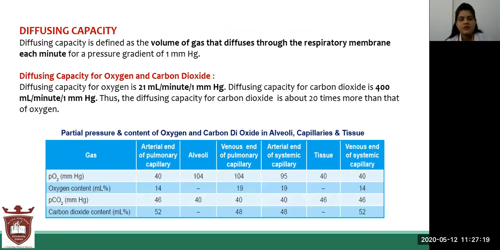Diffusion capacity. Diffusion capacity means the volume of gas that diffuses through the respiratory membrane in 1 minute. 1 minute में कितनी gas diffuse हो जाती है respiratory membrane से for a pressure gradient of 1 mmHg. Diffusion capacity for oxygen is 21 ml per minute per 1 mmHg, whereas for CO2 it is 400 ml per minute per 1 mmHg. Means we see carbon dioxide diffusion capacity is 20 times more than that of oxygen.